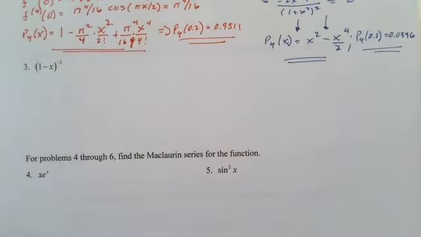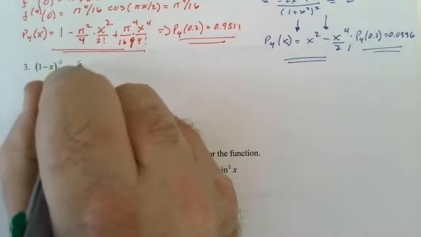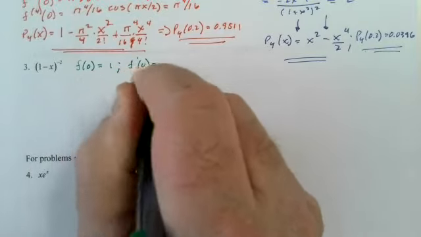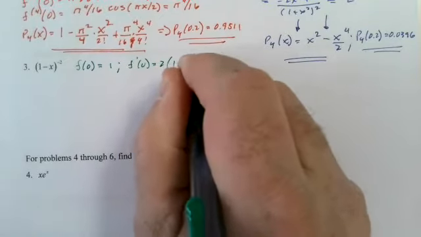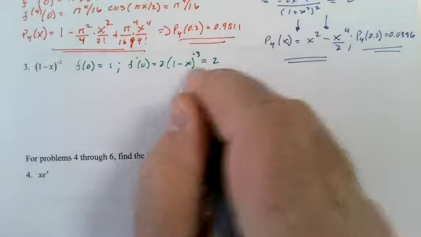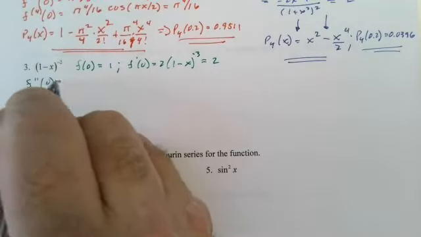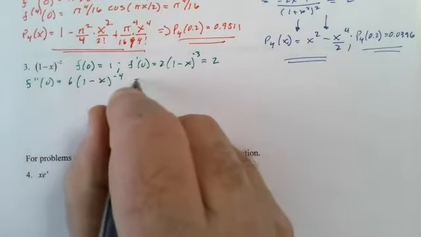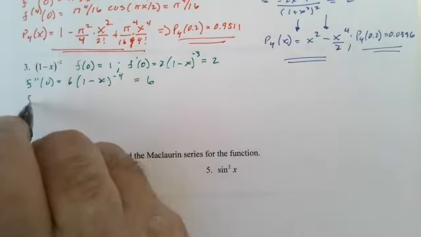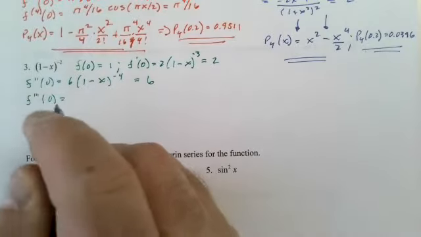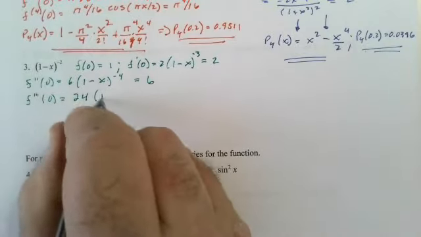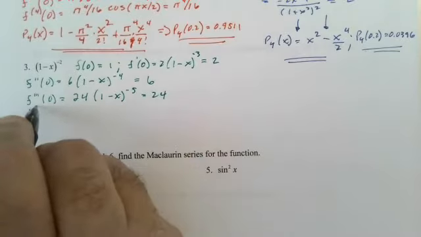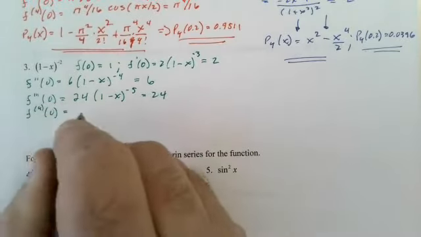One minus x to the negative second. F of 0 equals 1. F prime of 0 equals 2 times 1 minus x to the negative third equals 2. F double prime of 0 equals 6 times 1 minus x to the negative fourth equals 6. F triple prime of 0 equals 24 times 1 minus x to the negative 5th equals 24, F fourth equals 120.